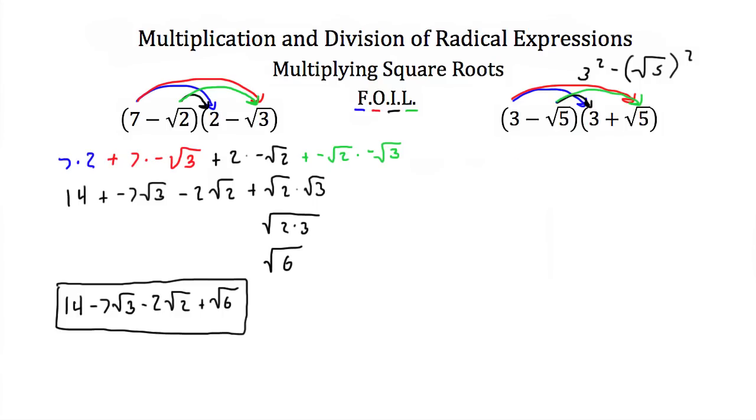Our first terms, that's 3 times 3. Our outside terms, that's 3 times the square root of 5. Our inside terms, that's 3 times the negative square root of 5. And then our last terms, that's the square root of 5 times the negative square root of 5.